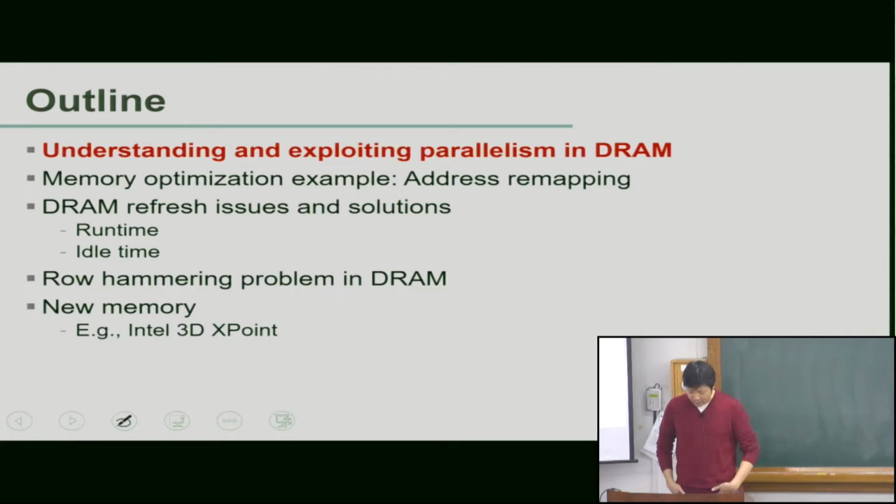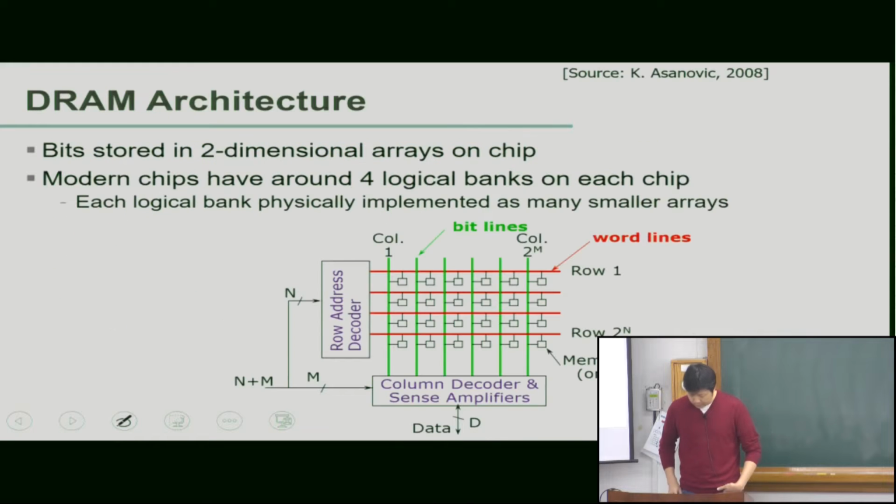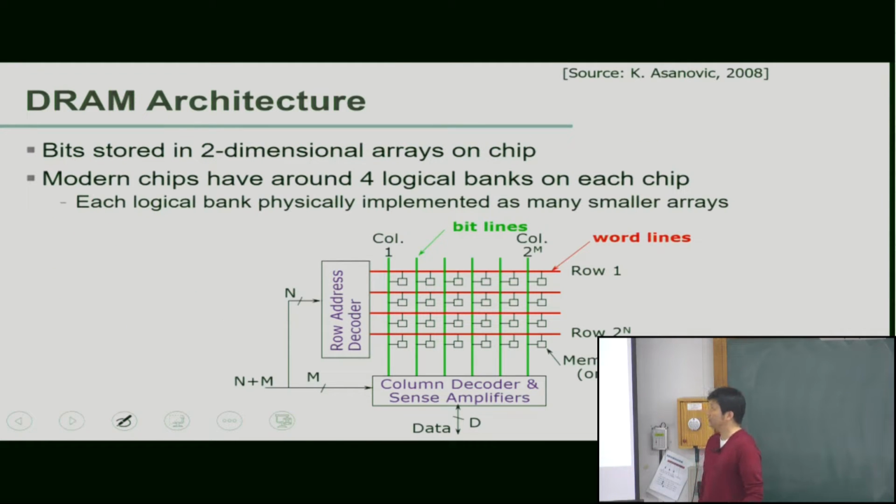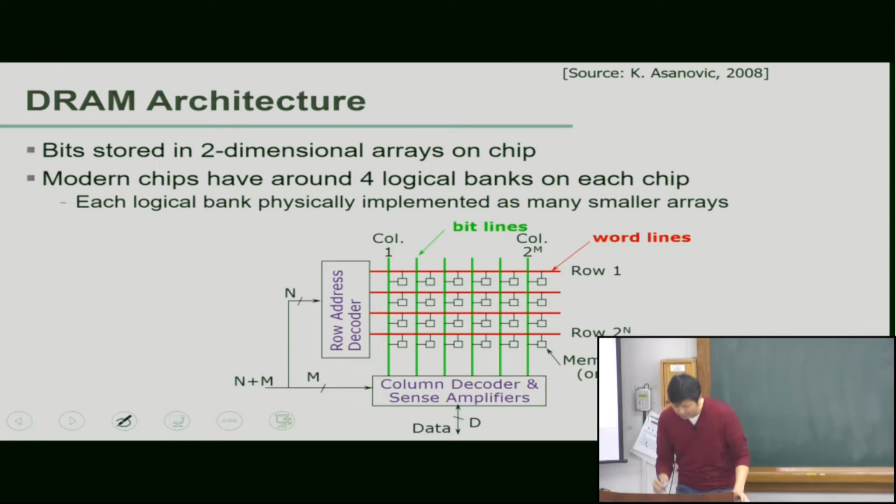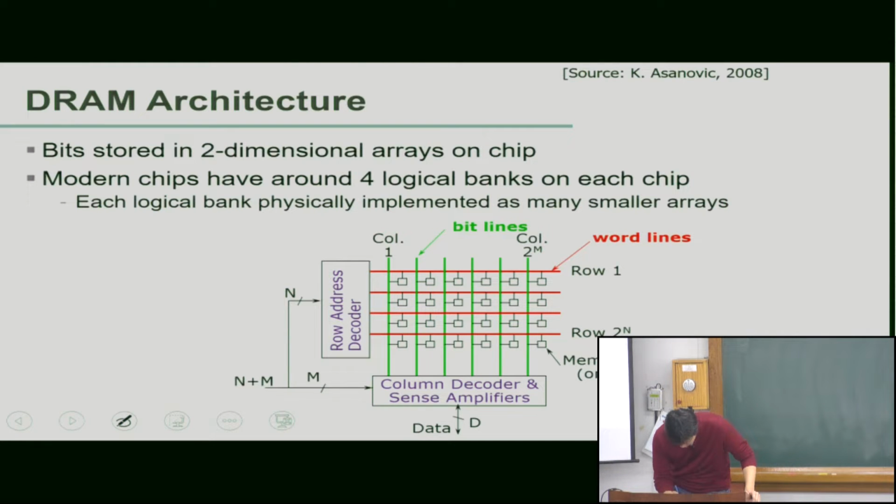So let's see how these modern DRAM devices are organized. Here, this one shows a simple DRAM chip architecture. If you open the DRAM chip, it will look like this. At a very high level, it's basically nothing but a two-dimensional array on a chip. It has a bunch of cells. Each of these things is a cell.